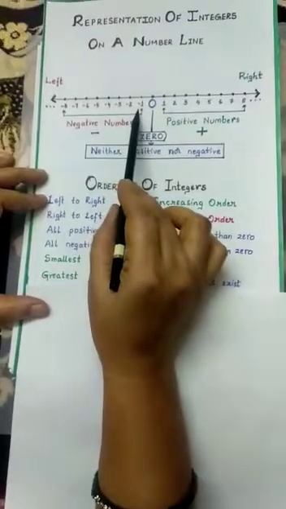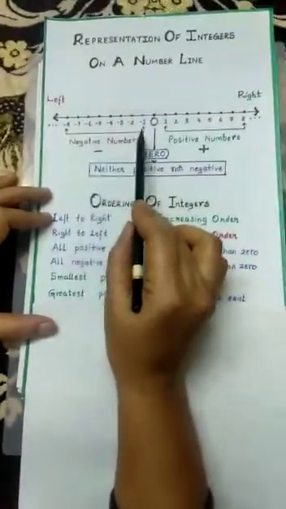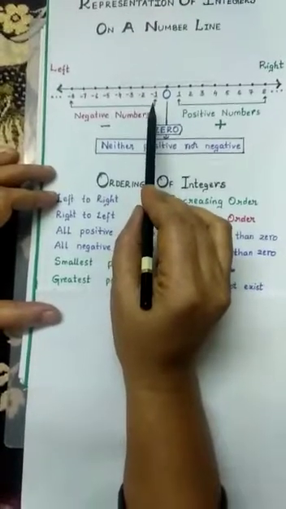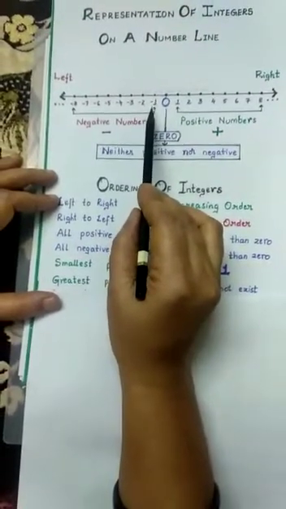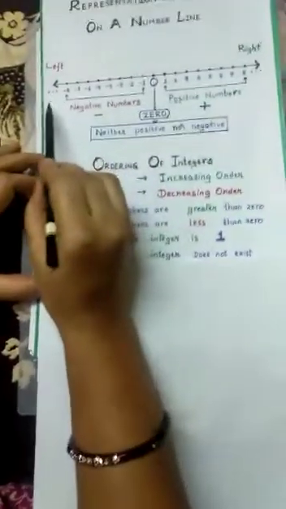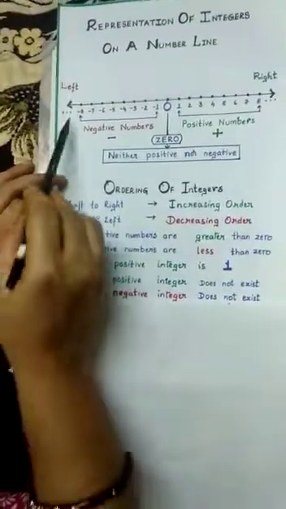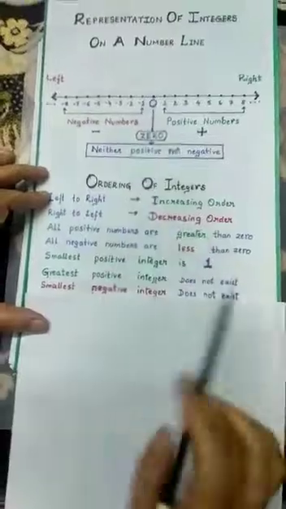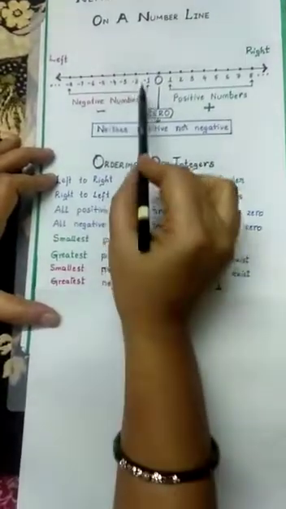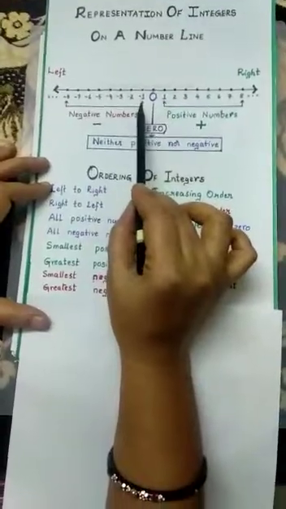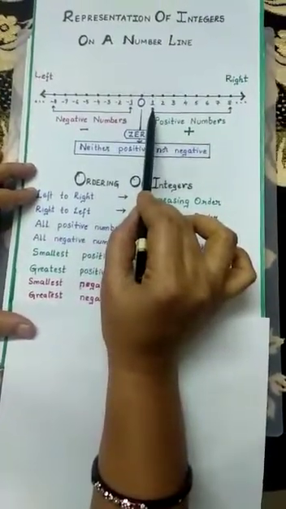Now come to the negative integers. What is the smallest negative integer? Normally you will say -1, but seeing the number line you will say it is wrong. Negative integers from right to left are arranged in decreasing order. So, since there are infinite negative integers, the smallest negative integer does not exist. Then what is the greatest negative integer? The greatest negative integer is -1. 0 lies in between the greatest negative integer and smallest positive integer.